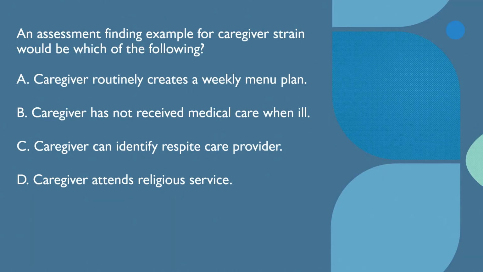An assessment finding example for caregiver strain would be which of the following? A. Caregiver routinely creates a weekly menu plan. B. Caregiver has not received medical care when ill. C. Caregiver can identify respite care provider. D. Caregiver attends religious service.